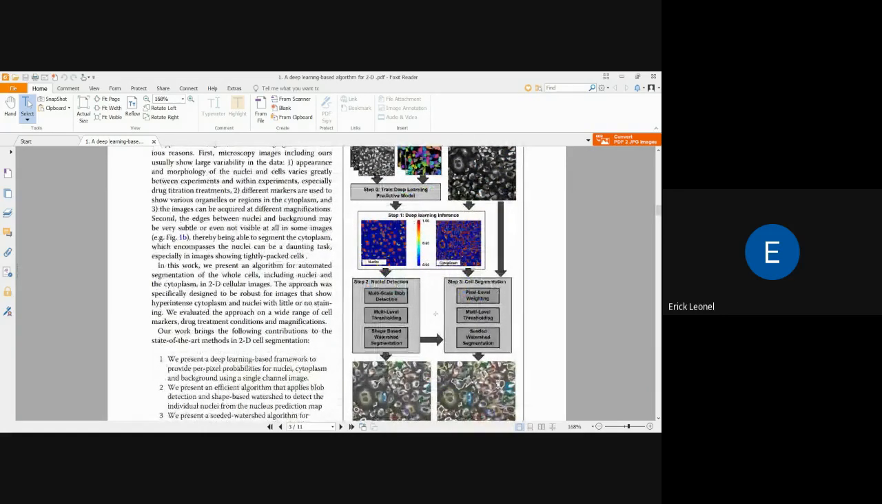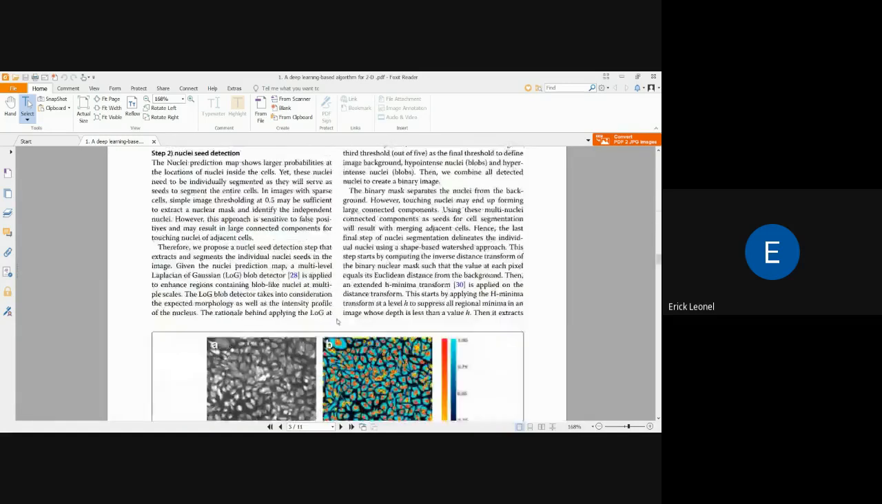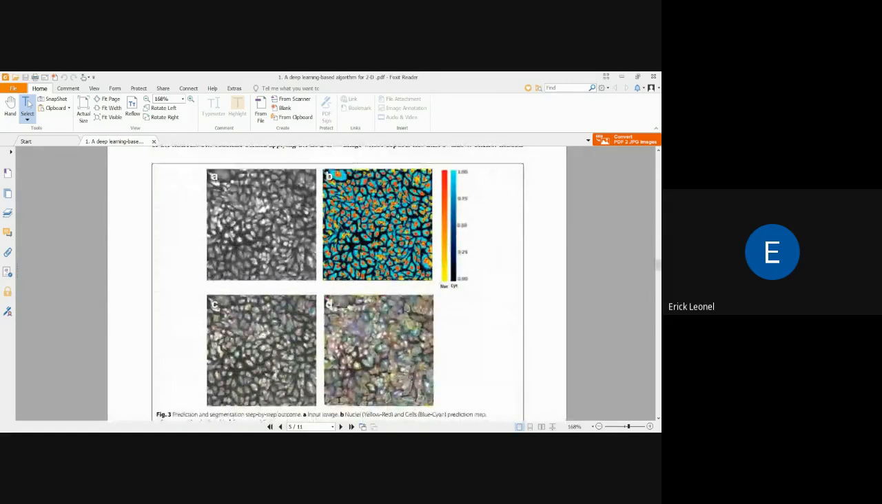In step two, nuclei seeds detection, a multi-level Laplacian of Gaussian blob detector is applied to detect nuclei with different sizes. Figure 3C shows a nuclear seed segmentation example for the input image in panel A and the nuclei prediction map in panel B.